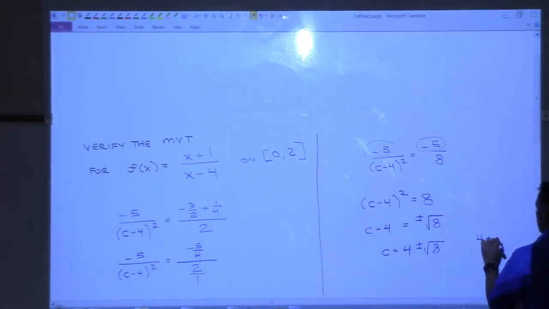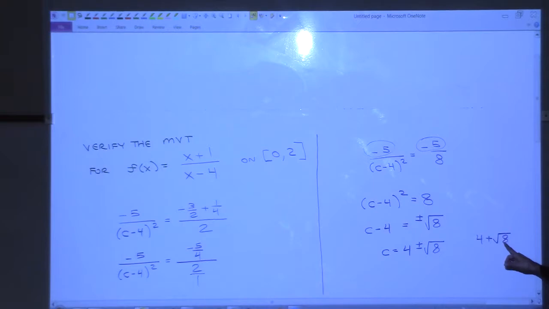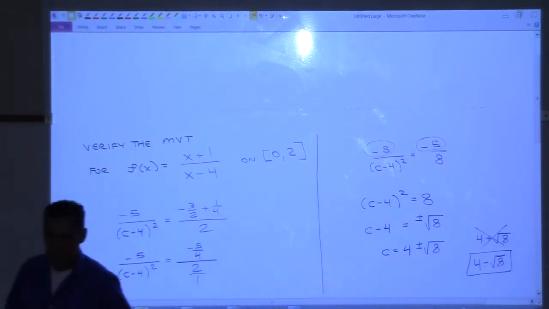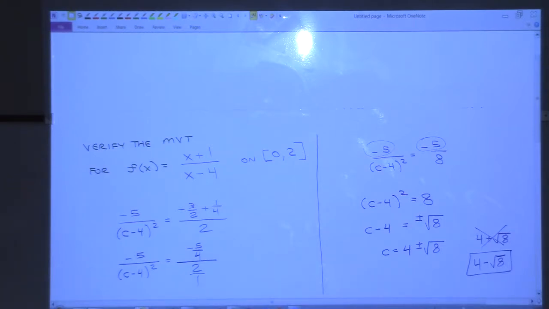So 4 plus root 8, that's definitely bigger than 2, so that's no go. 4 minus root 8, you can check on your calculator. Square root of 8 is like 2 point something. So 4 minus 2 point something is going to be within that interval. So this is it right here. That's our answer. So on your homework problems for this, you're going to just have to mess with different sorts of algebra at the end to solve for c.